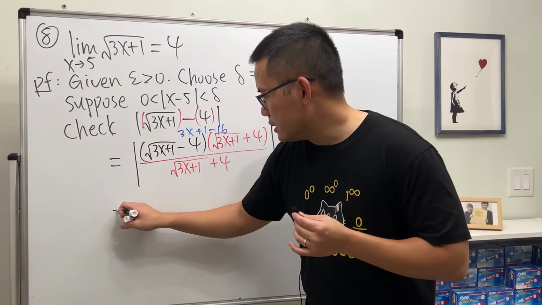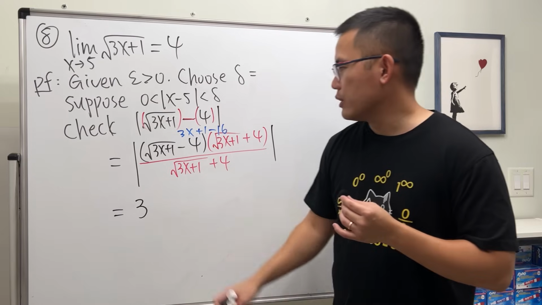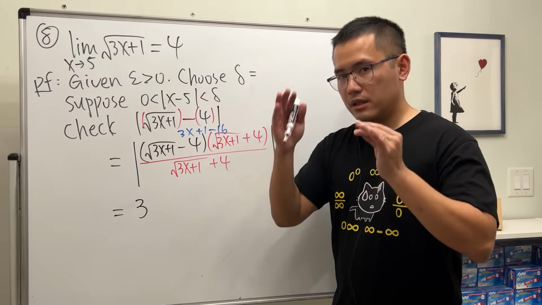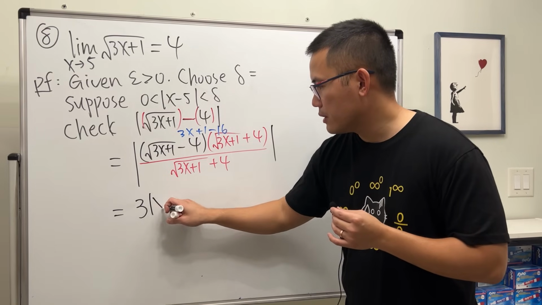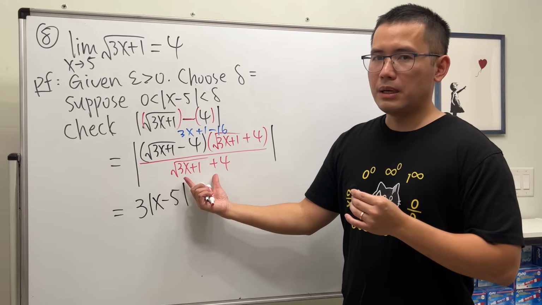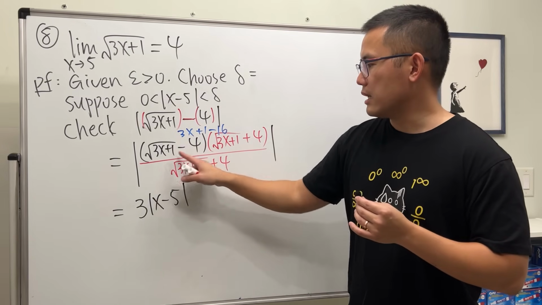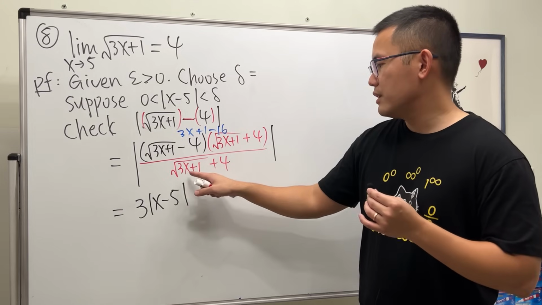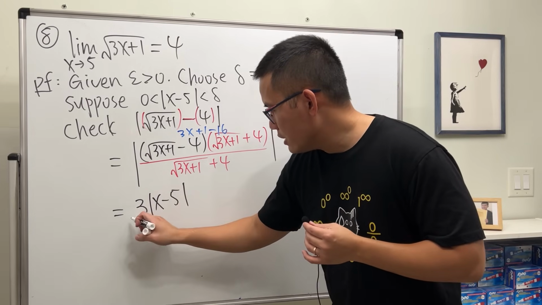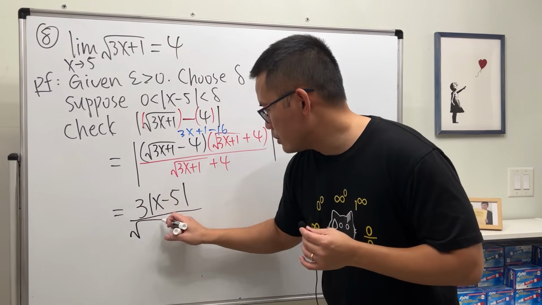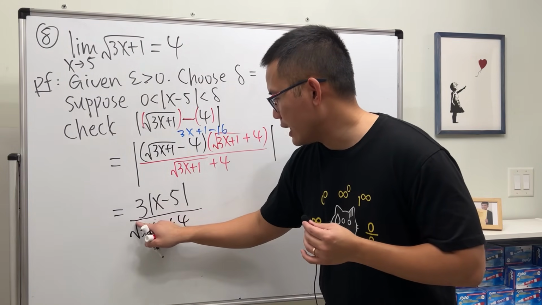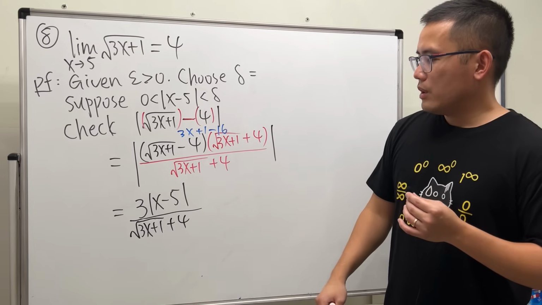So this is equal to, we have a 3 right here, all the way at the front. And then we will have x minus 5. Keep it in the absolute value. Right? And then lastly, we still have this on the bottom. But notice that this is always positive, well, I should say non-negative. Plus 4 is always positive. So we have this over that square root of 3x plus 1 plus 4. So that is what we have. Pretty good.